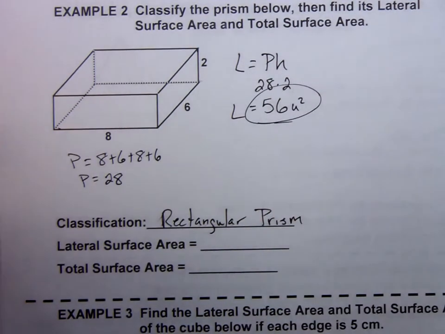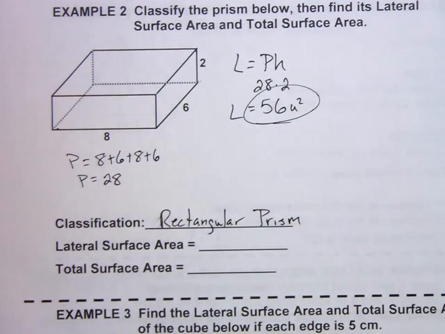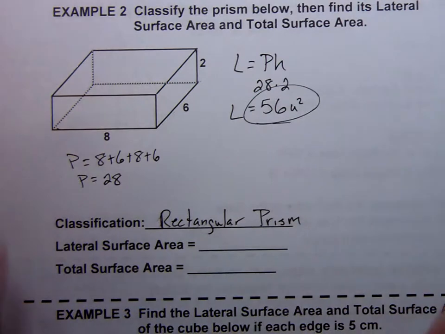Any kind of area is always units squared. Area is a two-dimensional measurement. This is a three-dimensional figure, but we're only finding a two-dimensional measurement because we're just finding the area of the surface. So the area is units squared.